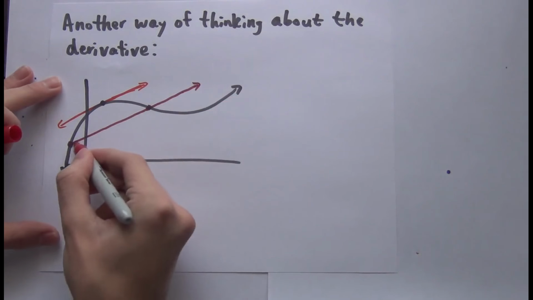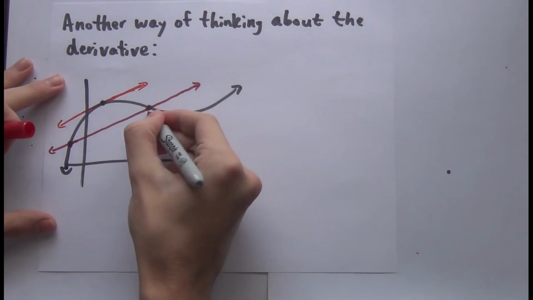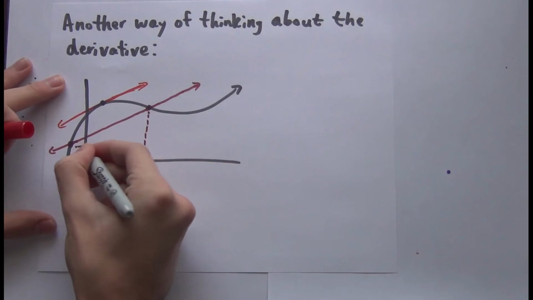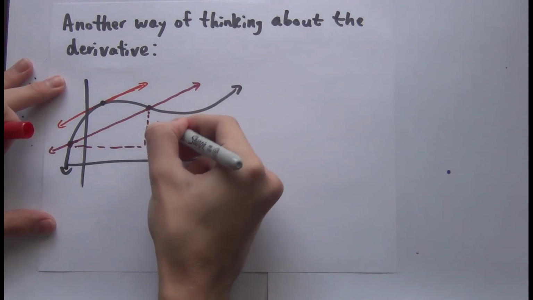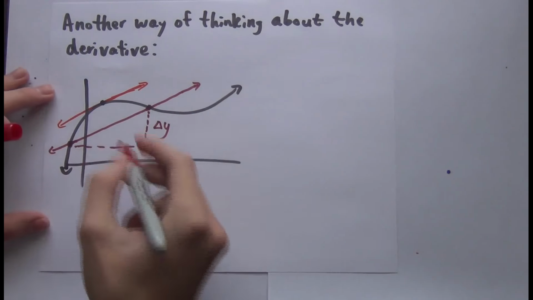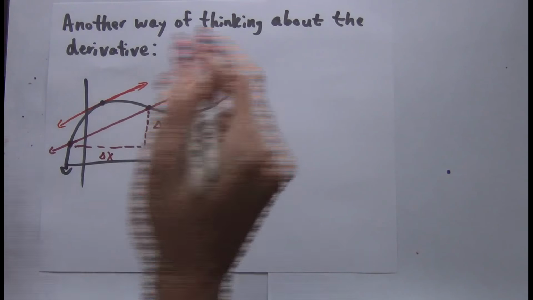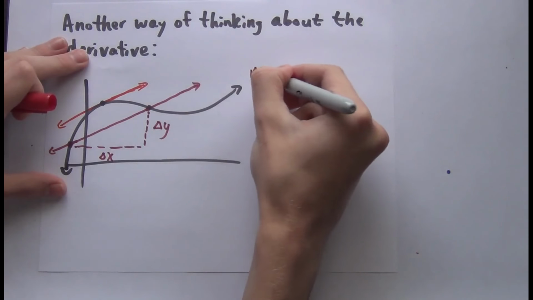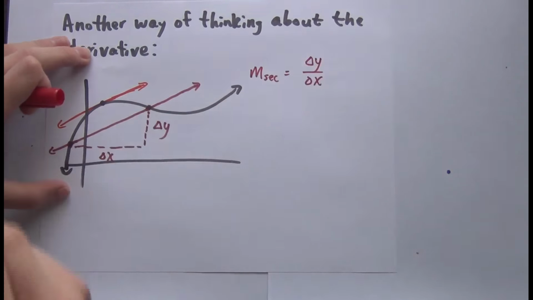Okay, so it's going to look something like that. And if I wanted to find the slope of this secant line, well, what you're essentially going to do is take these 2 points and compare the change in the y, which I'm going to denote as delta y, and compare that with the change in the x, the delta x. Okay, so the slope of the secant line ends up being delta y divided by delta x.